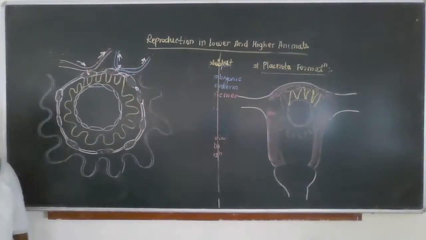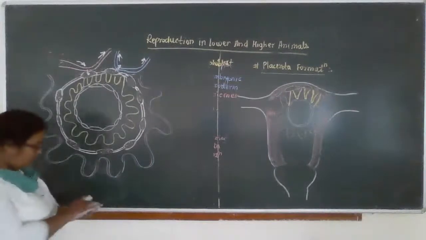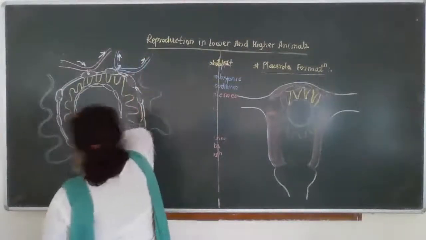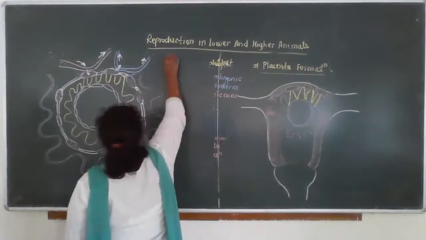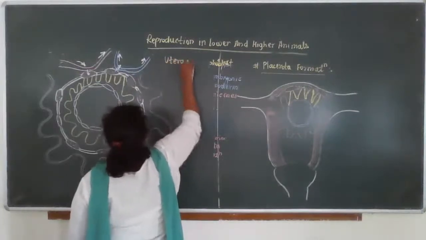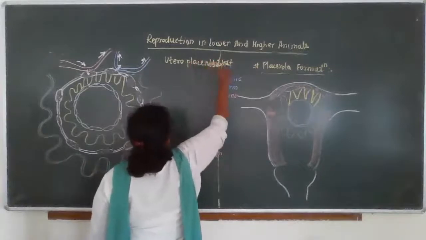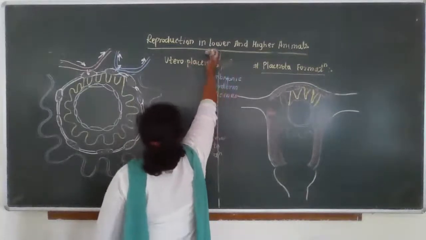So this is called uteroplacental circulation. This is the uterus and this is the placenta, so it is named uteroplacental circulation.